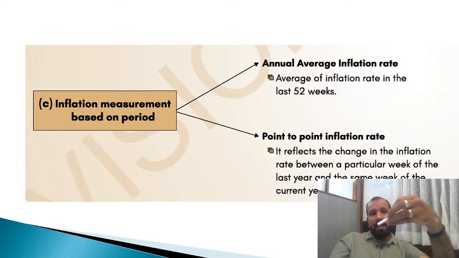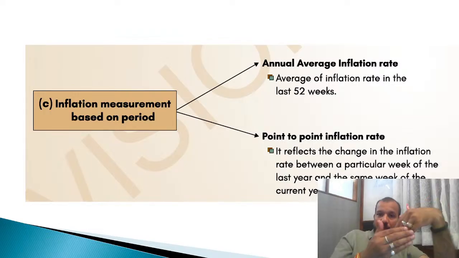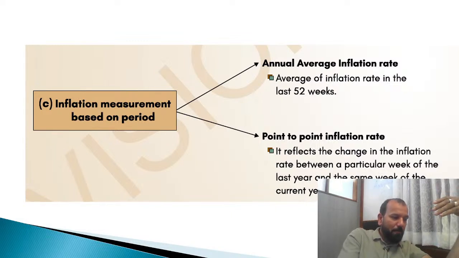So today the price of the market pen is just 10 rupees. We just need to understand what the price was last year in the 6th week, the same period. Sometimes we calculate the annual average inflation rate, sometimes the point to point inflation rate.